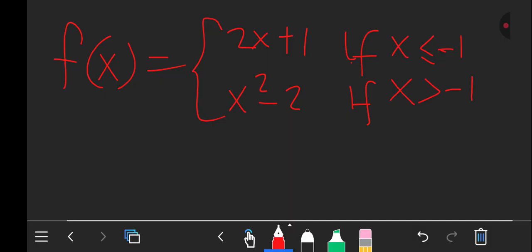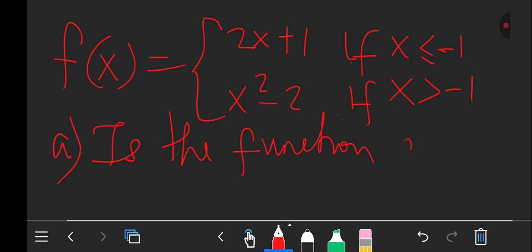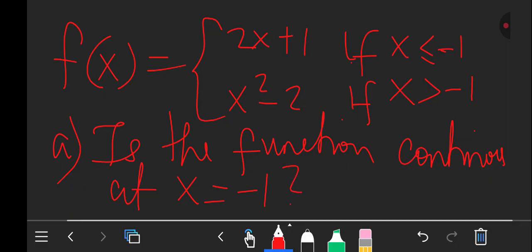So how can you solve these questions? The first one is: determine if this function is continuous at x equal to -1. So the first question is, is the function continuous at x equal to -1? Then the second question we have is find f of x. So let me go to the next slide.